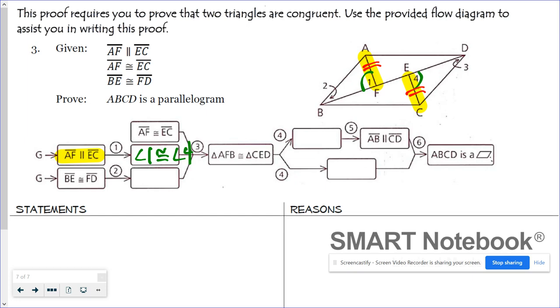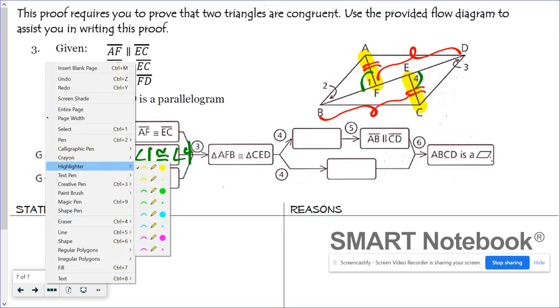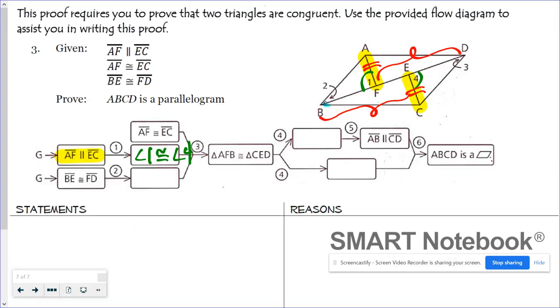and that BE is congruent to DF, which is a tad too long because it would be nice if BF were congruent to DE, because then I could work with these two triangles, right? And the truth is that can be proven.